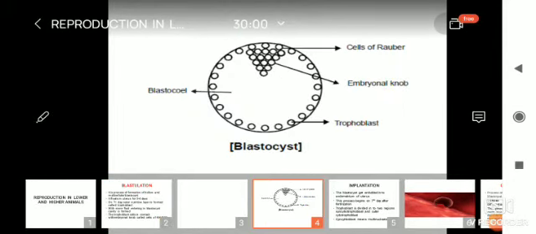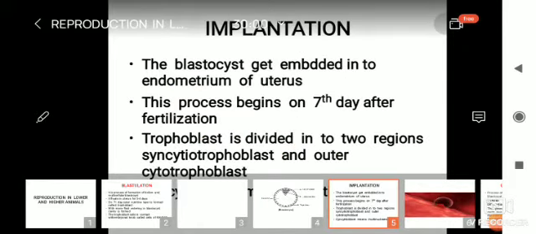In the picture you can see the blastula. The cavity is called the blastocoel. The bunch of cells you are finding is called the embryonal knob or animal pole. Then the cells which are getting attached to the trophoblast are called the cells of Rauber. This is a multiple choice, a CT medical examination question.